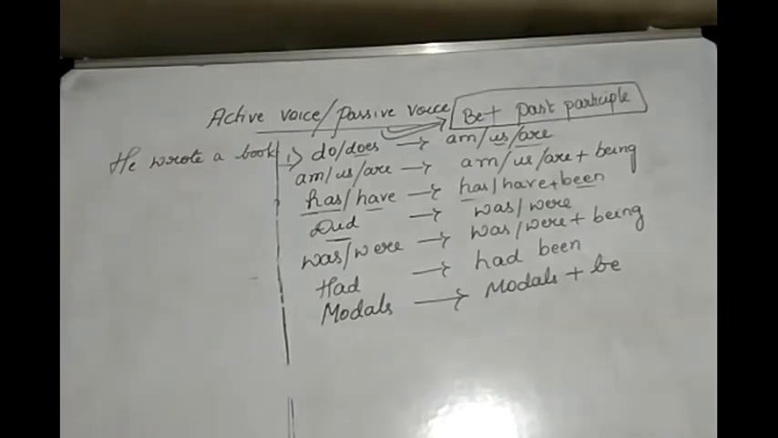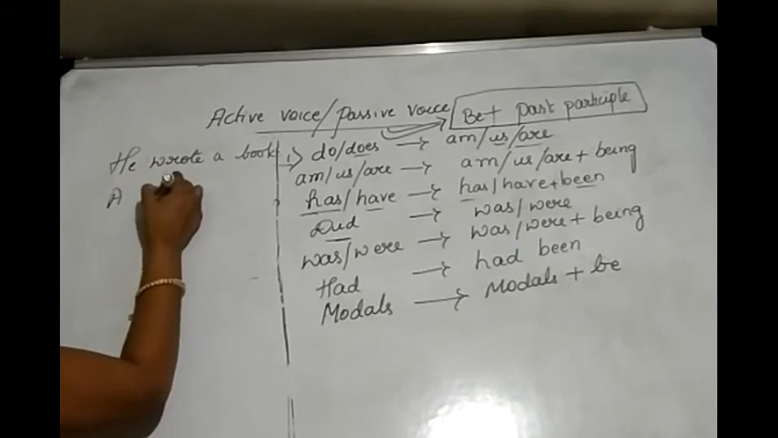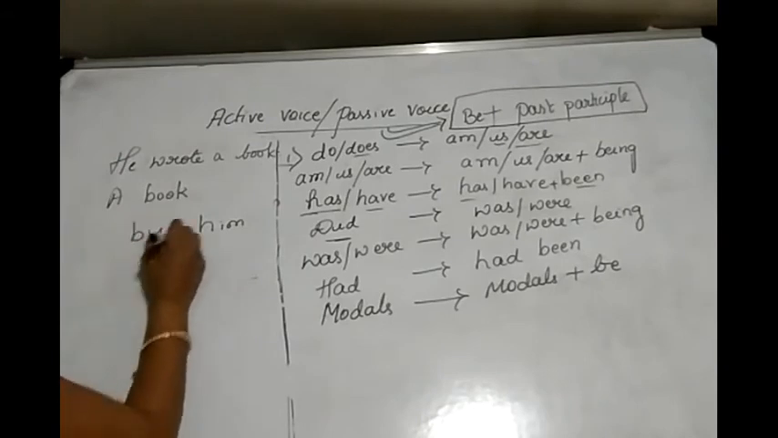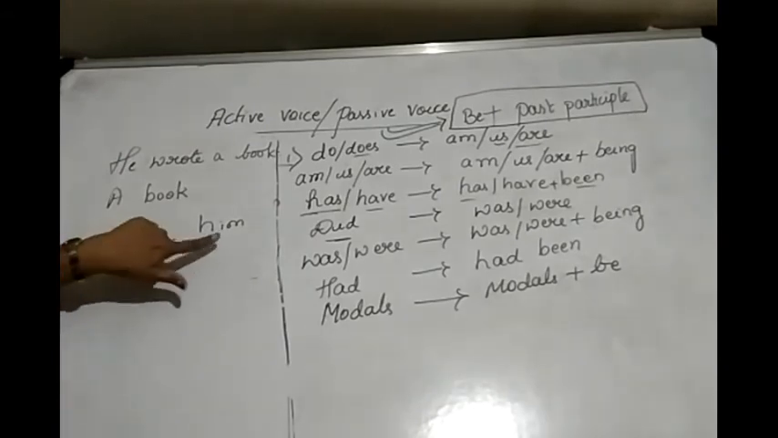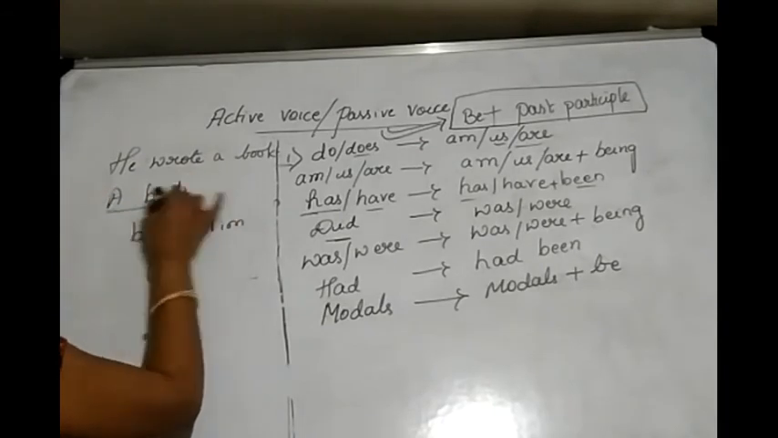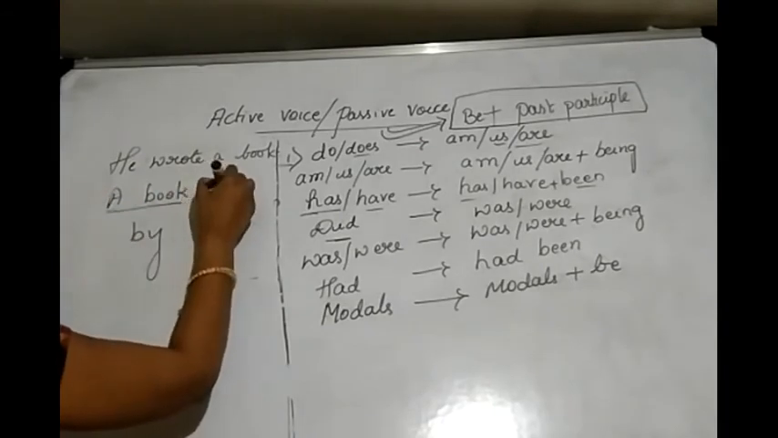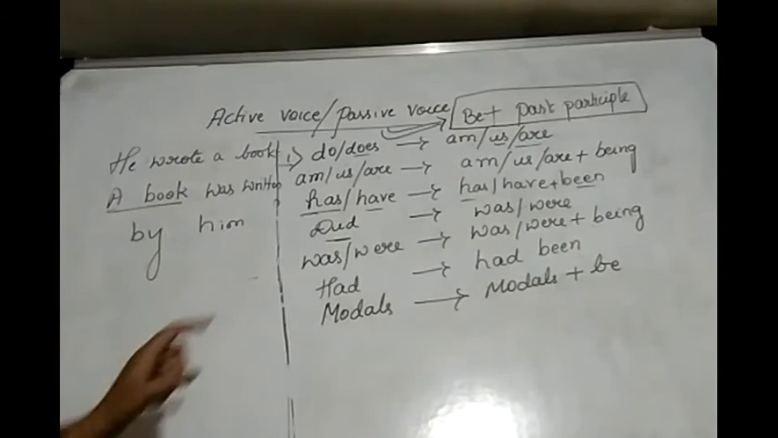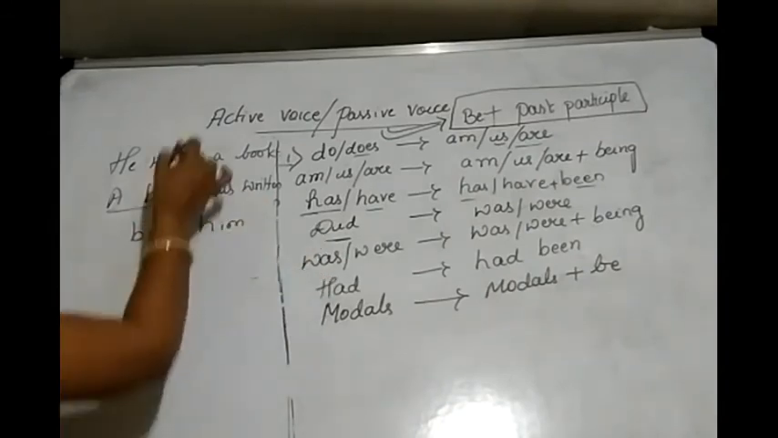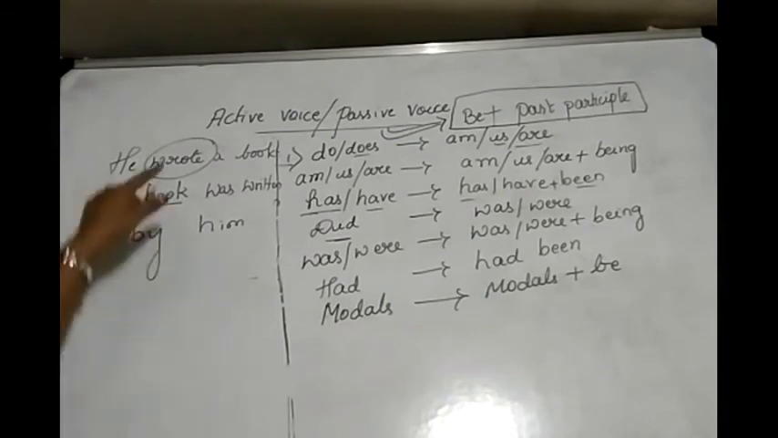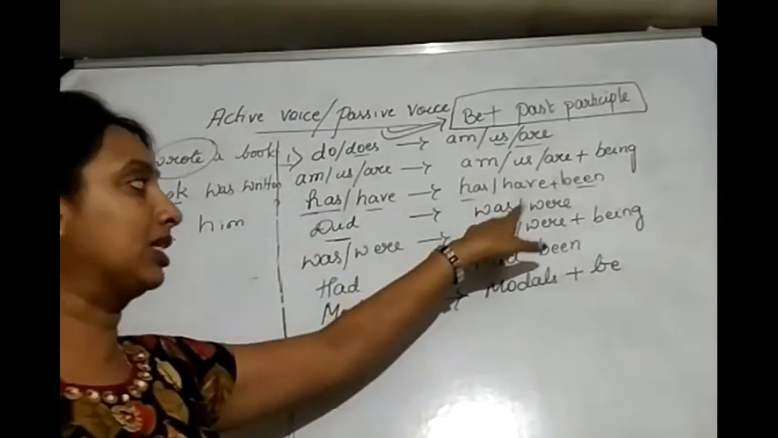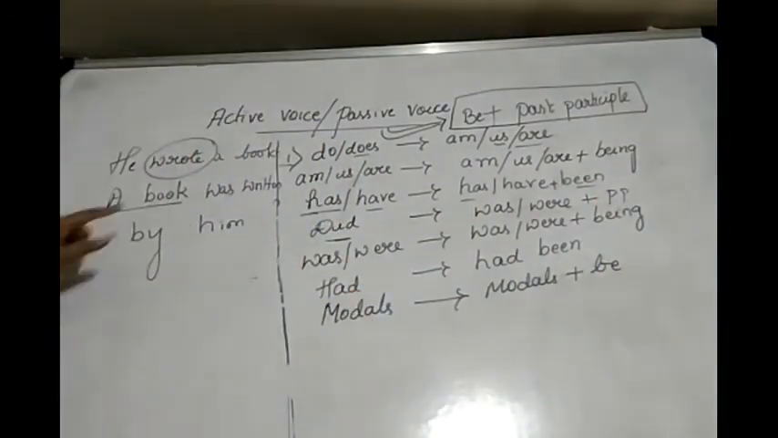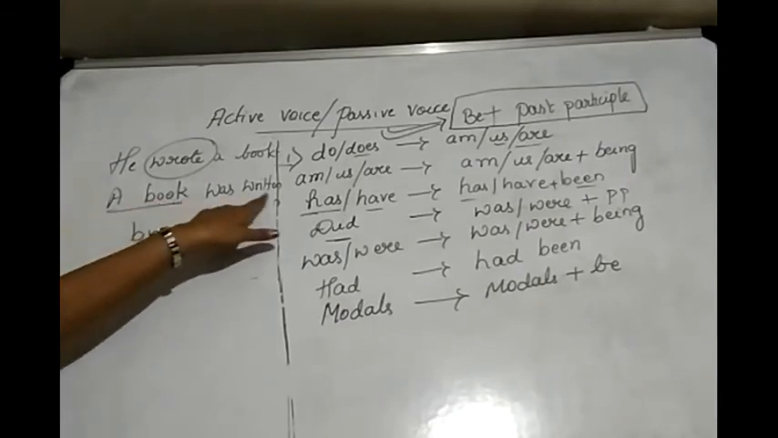So what does it become? We'll just go for a book, him. So by is compulsory, so we'll say by him. Then a book is singular, we have to go for was written. Observe, if did form is there, did form means past form of a verb. So if we have a past form of a verb, then we have to go for was plus past participle. If you get plurals, then you have to go for books were written by him.